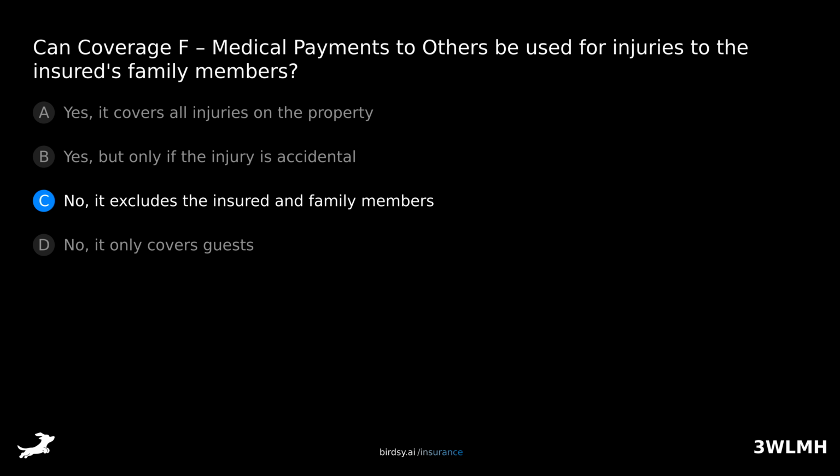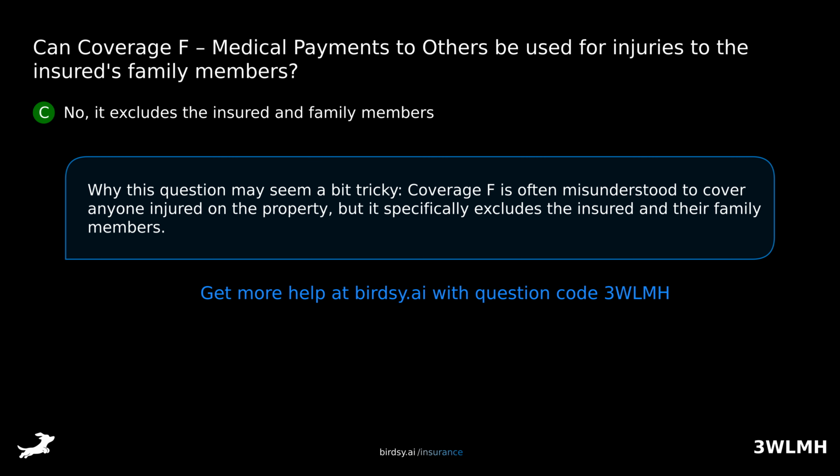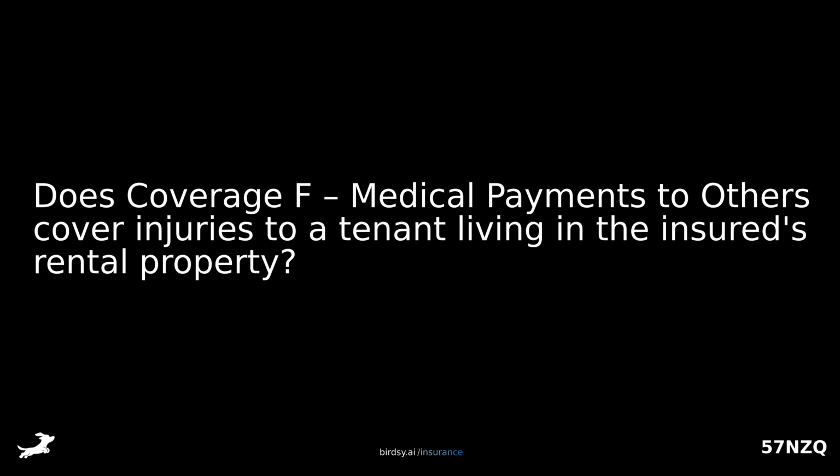C, no, it excludes the insured and family members? Or D, no, it only covers guests? The answer is C, no, it excludes the insured and family members. Why this question may seem a bit tricky. Coverage F is often misunderstood to cover anyone injured on the property, but it specifically excludes the insured and their family members.